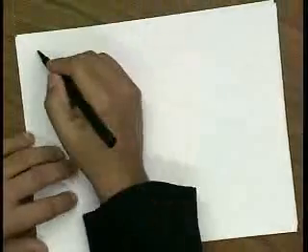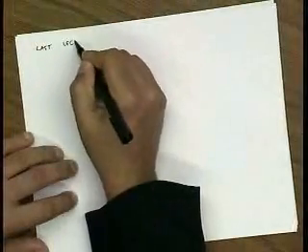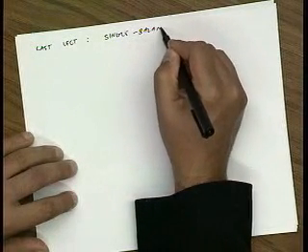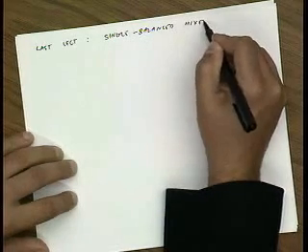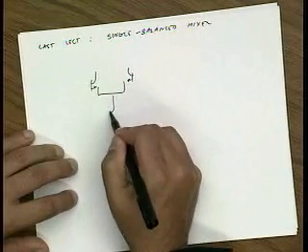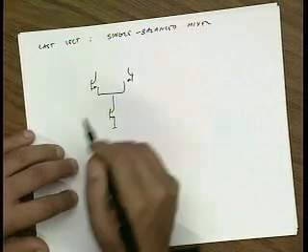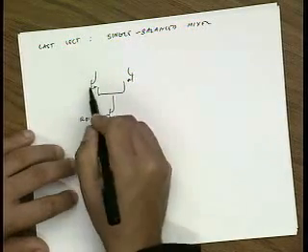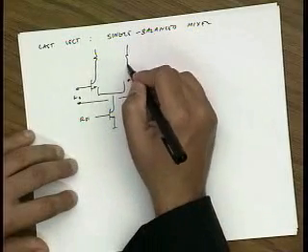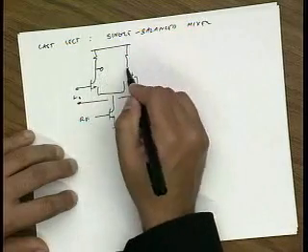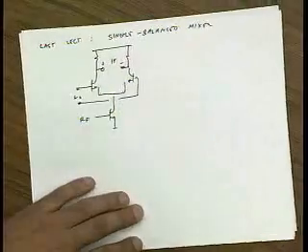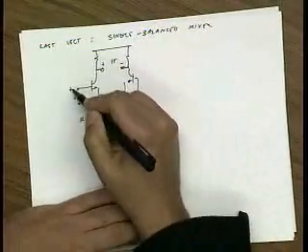So we also discussed last lecture the concept of a single balanced mixer. And that was a mixer that basically was a differential version. We have our RF signal here. Again, we have our LO signal. And we take our output differentially.